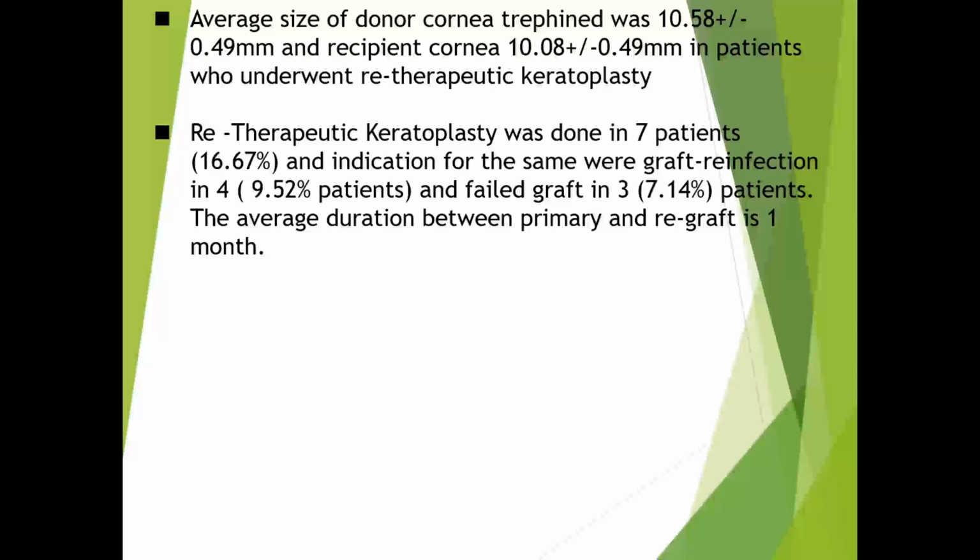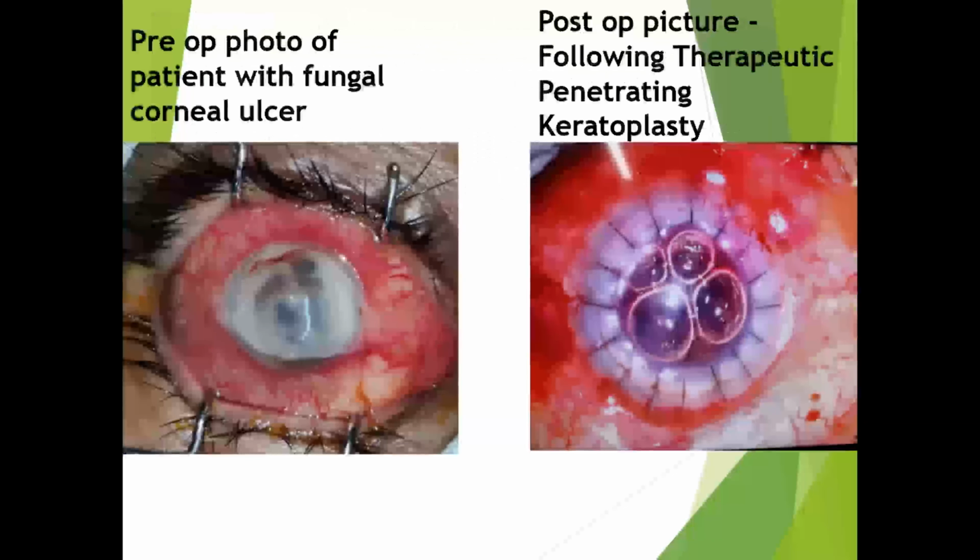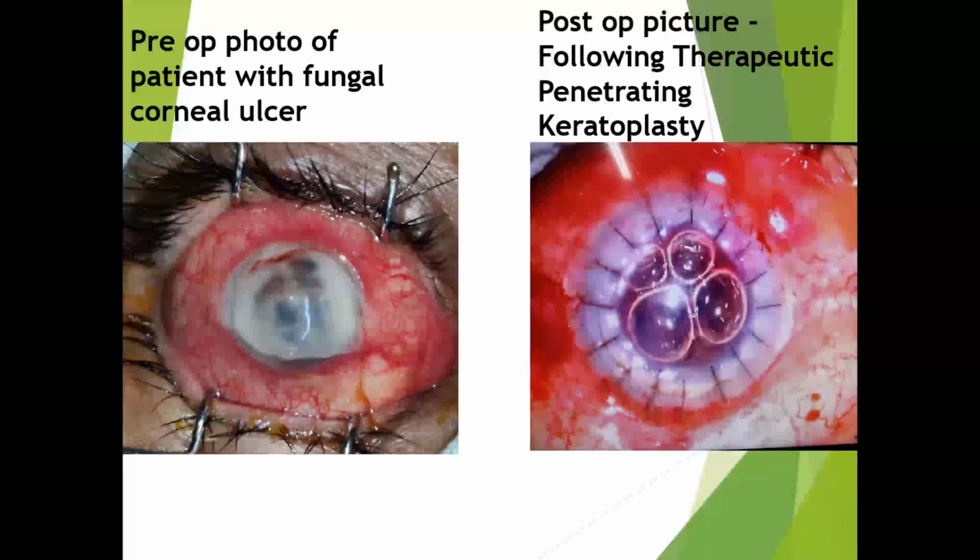Re-therapeutic keratoplasty was done in 7 patients, and the indications were graft reinfection in 4 patients, that is 9.52%, and failed graft in 3 patients, that is 7.14%. The average duration between primary and regraft was 1 month. These are the pre-op photo of a patient with fungal corneal ulcer and the post-op picture following therapeutic penetrating keratoplasty.